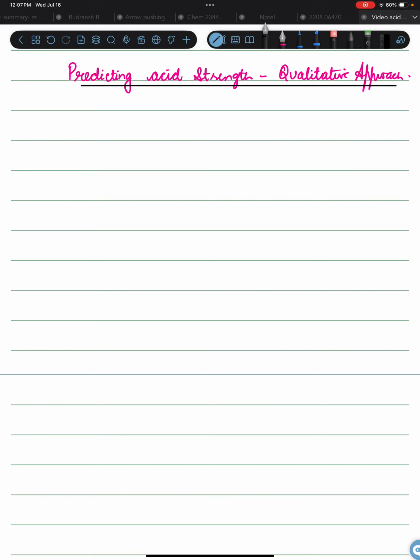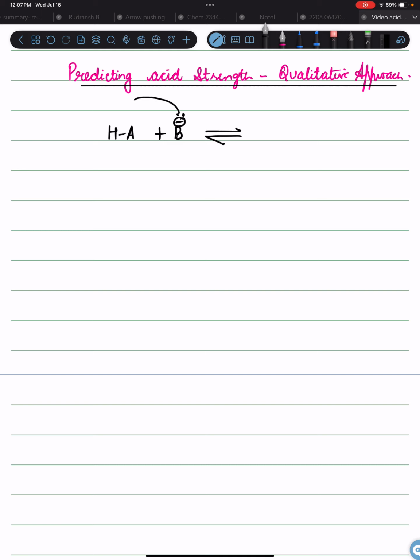In previous lectures we predicted acidic strength based on pKa values, where a lower pKa value means a better acid, or a stronger acid. Now we are going to do this with a qualitative approach, not quantifying it. Just by looking at the structure or the stability, we will predict the acid strength. For this, suppose there is a neutral acid HA, and it reacts with a base B negative. Most acid-base reactions are equilibrium reactions.